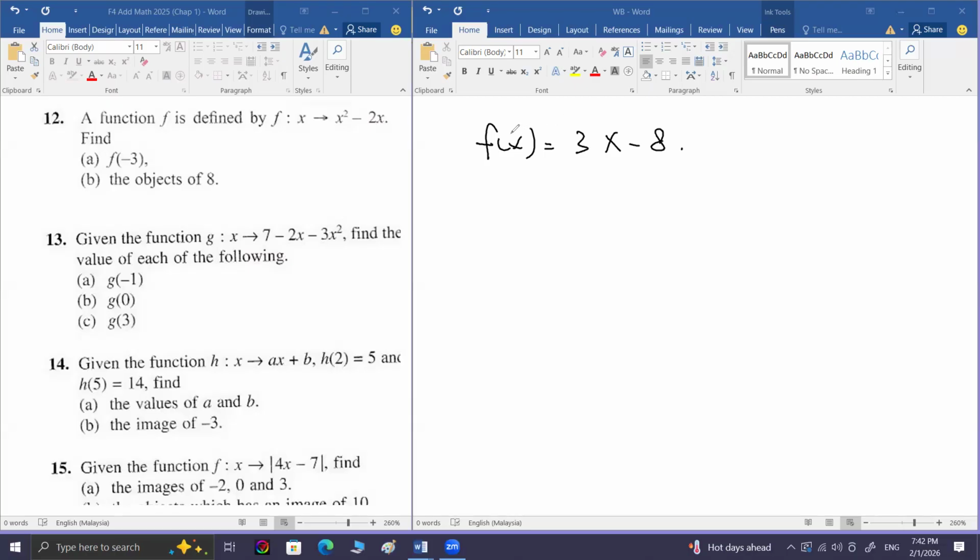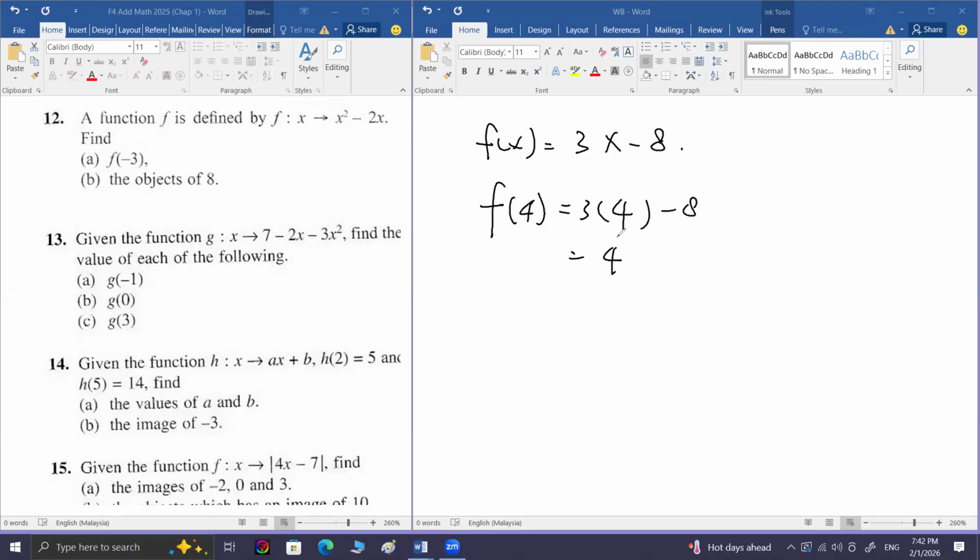Find the image of 4 means this is 4. Understand that? You apply 4. So what do you get? 3 times 4 is 12. 12 minus 8 is 4. When I say find the image, okay?